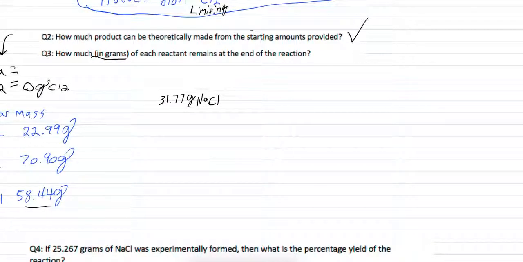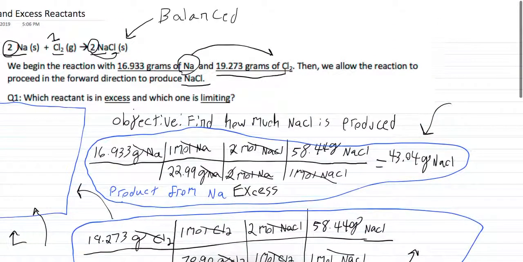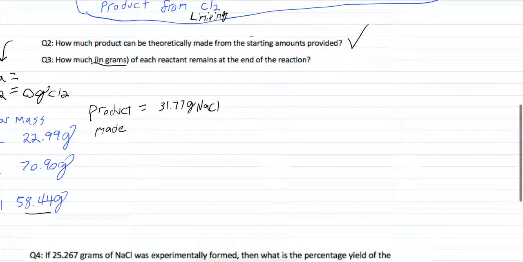Erase that bit. And this is product made. And we need this information to figure out how much we used up. So we started with some amount of NaCl. We go back up here, we started with 16.933 grams. So 16.933 grams of Na is what we started with.